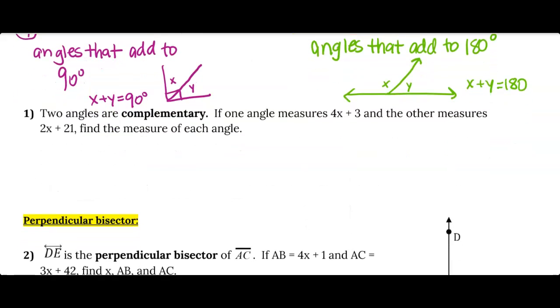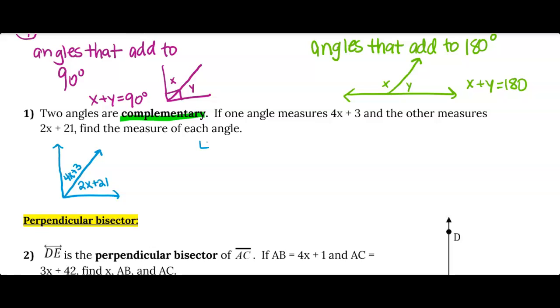So number one here. Two angles are complementary. Since they told us they're complementary, we know that they will add to 90. If one angle measures 4x plus 3 and the other measures 2x plus 21, find the measure of each angle. If you wanted to view this as a picture, you could draw yourself a right angle because you know they're complementary. Stick a ray coming out of there, and then you'd have 4x plus 3 here and 2x plus 21 here. You don't necessarily need to draw a picture for this one.